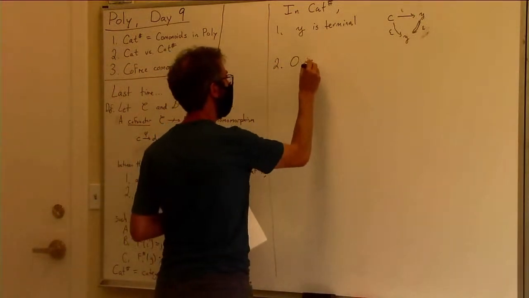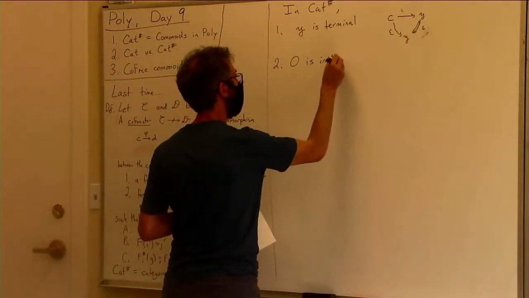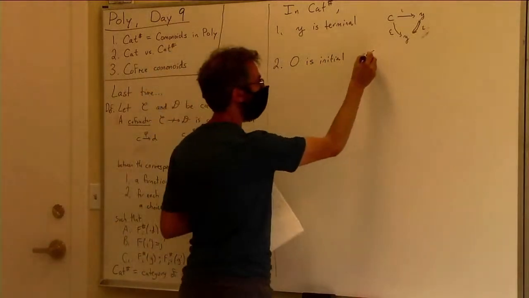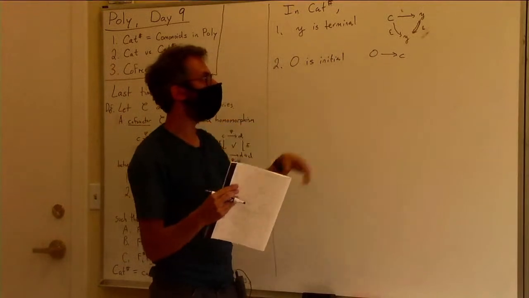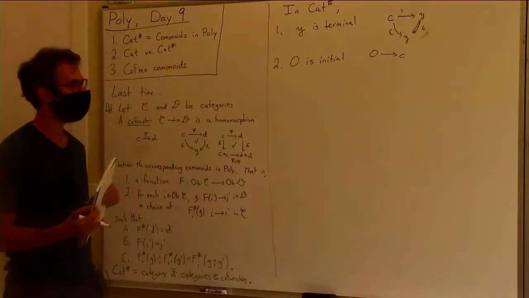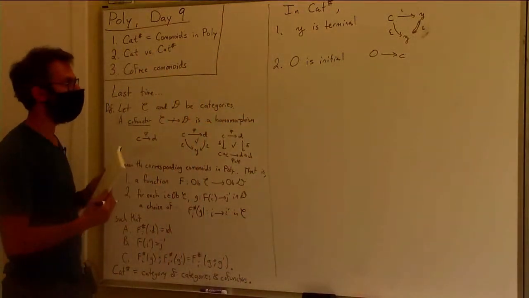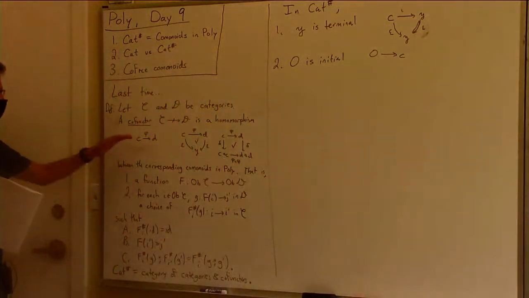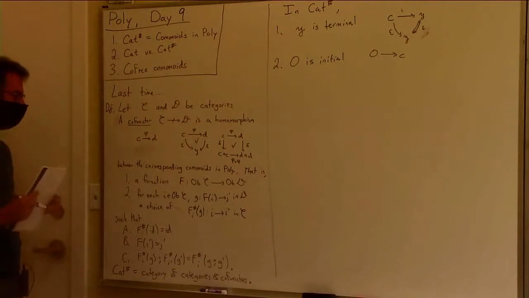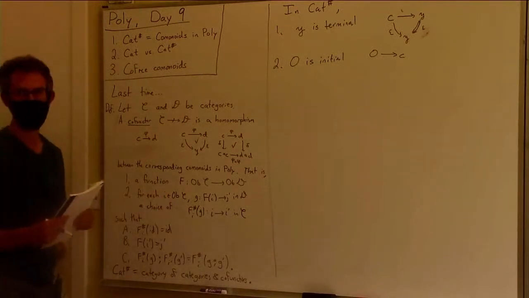0 is initial, because basically there's only one polynomial map from 0 to C. And that thing is a cofunctor because it satisfies all these conditions trivially. For each I it is a vacuous condition.